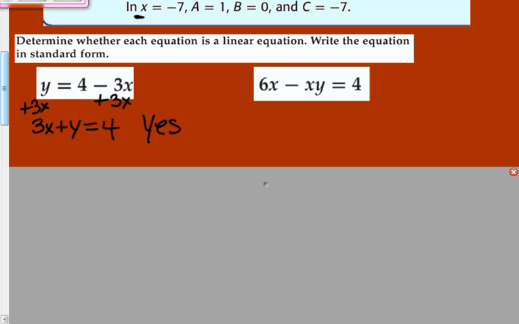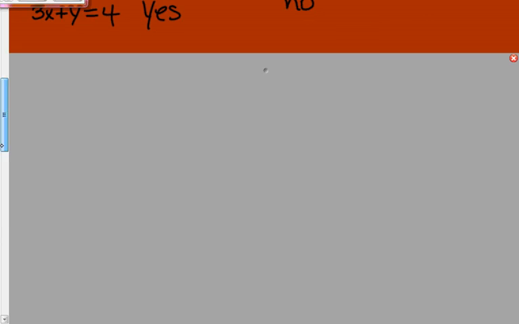Now we look at the second one. Since I see an x in both my terms, automatically I cannot write that in the form of Ax plus By equals C. So this is a no, it is not a linear equation. Next.